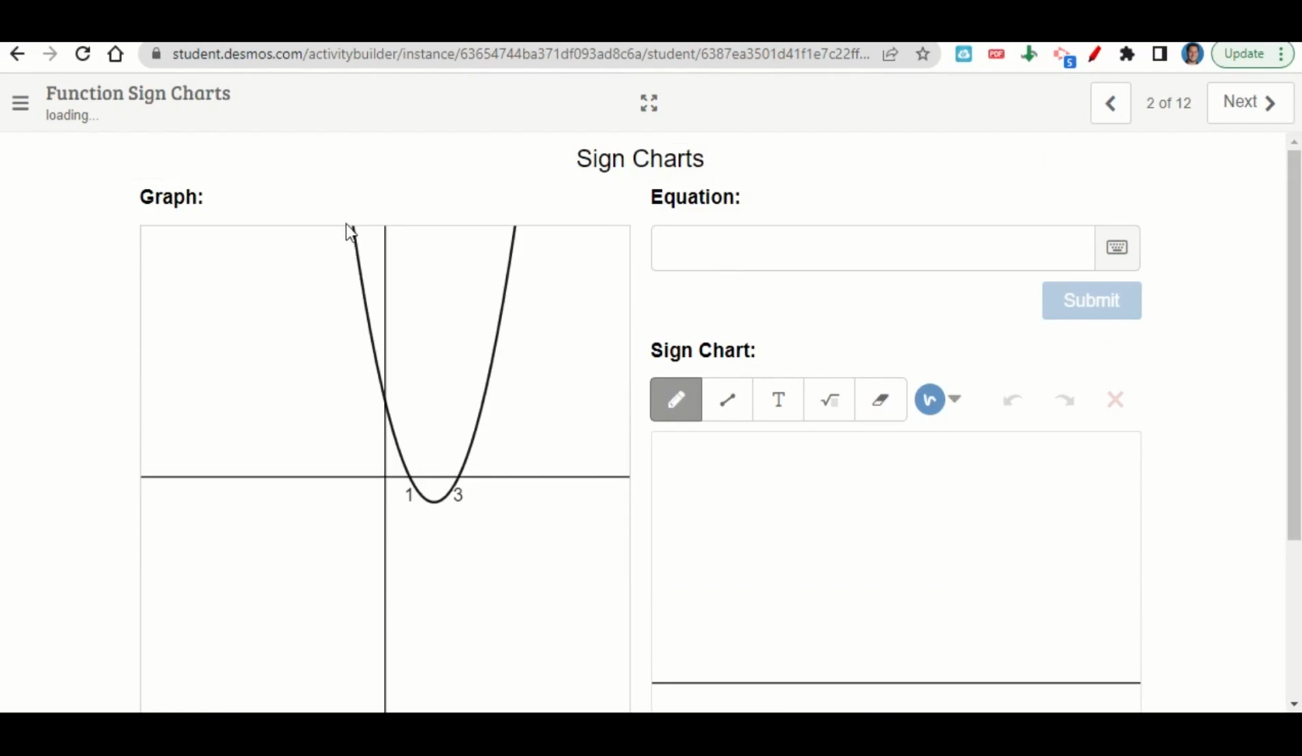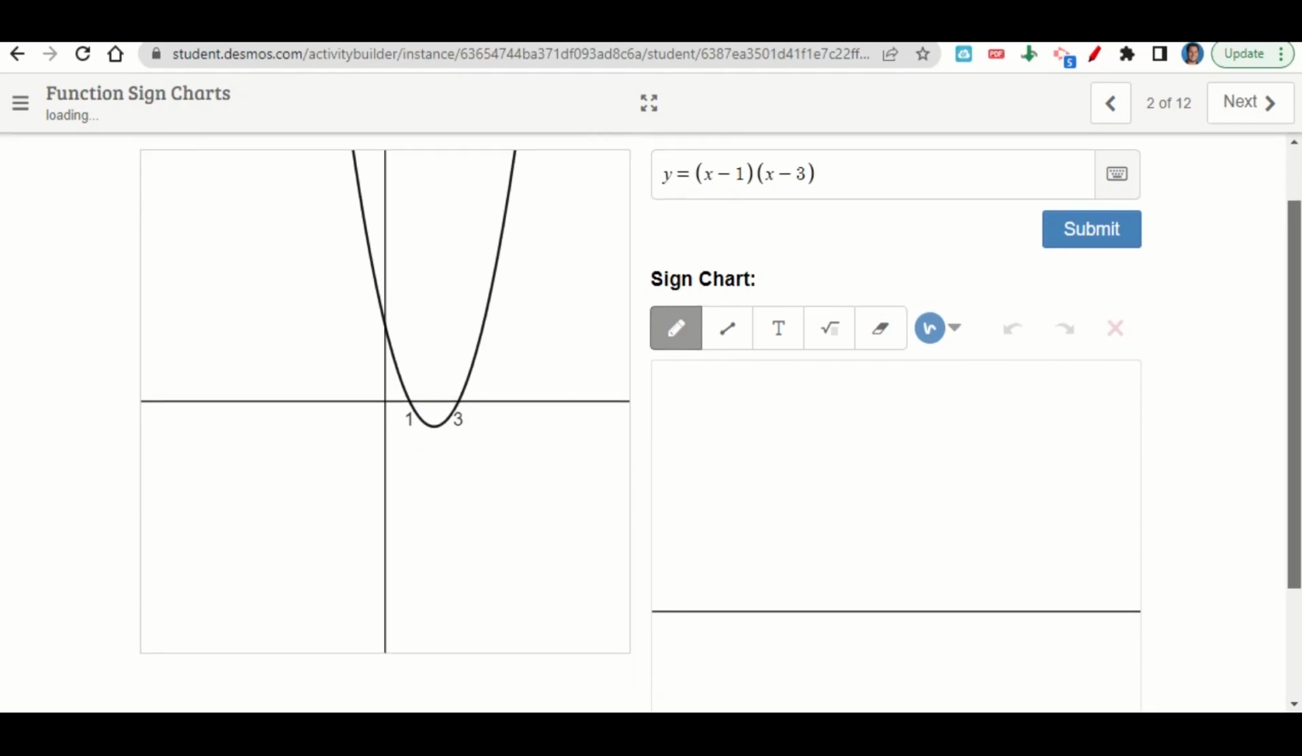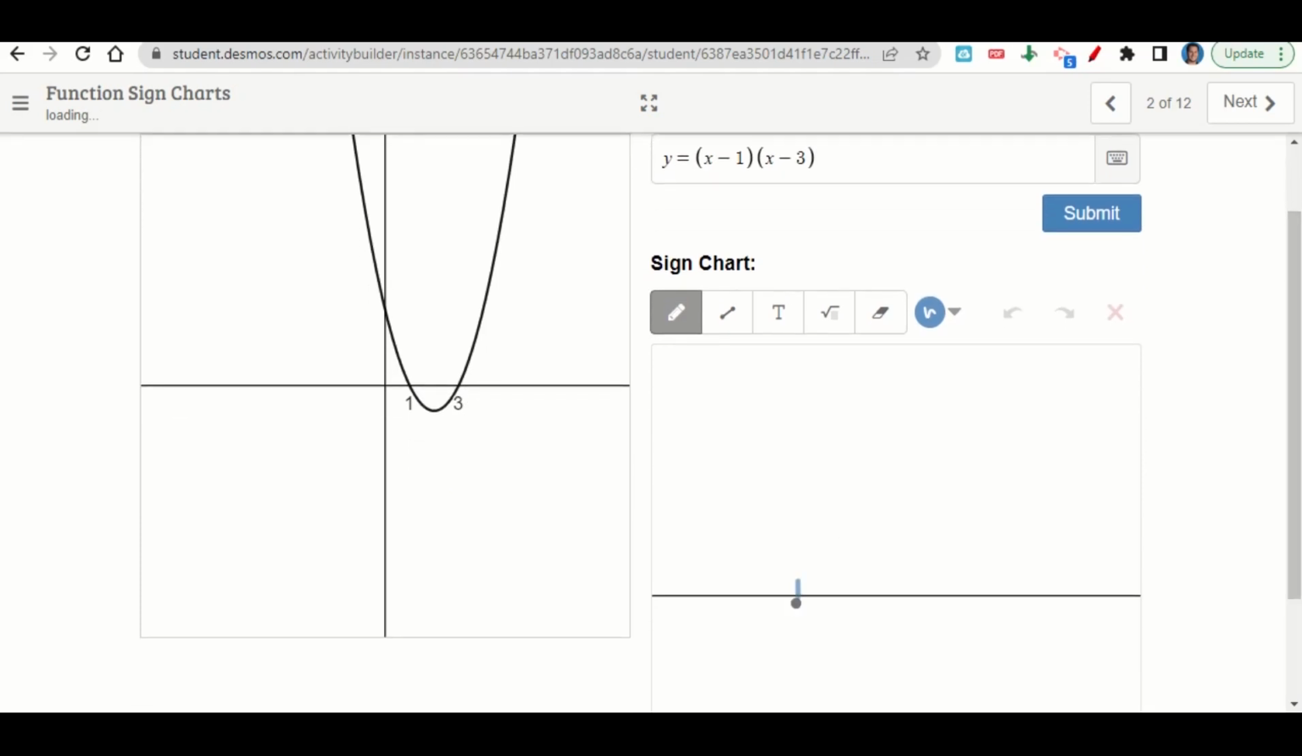So in this case, we have a graph here that looks like this, and we're going to write an equation for it. Well, we don't have to know exactly what it looks like, but we're going to come close. So we have something like y equals, and we know that it has an x-intercept at 1, so that would be x minus 1. And then it also has an x-intercept at 3, so x minus 3. So something like that would work. And then we're going to do a sign chart. So we know that we have two x-intercepts. One of them is at 1. One of them is at 3. So those are our x-intercepts.